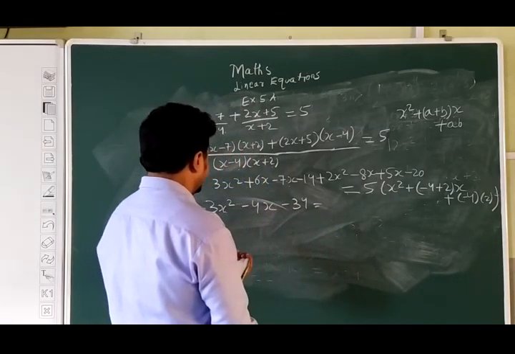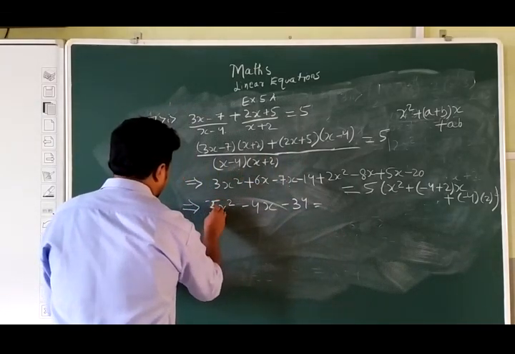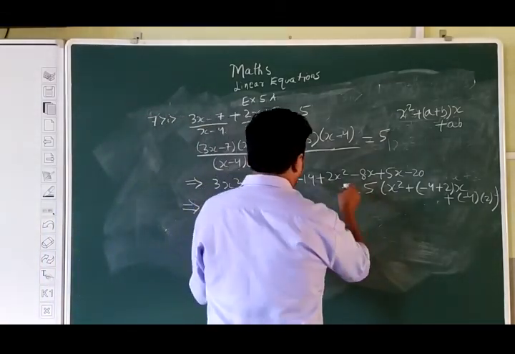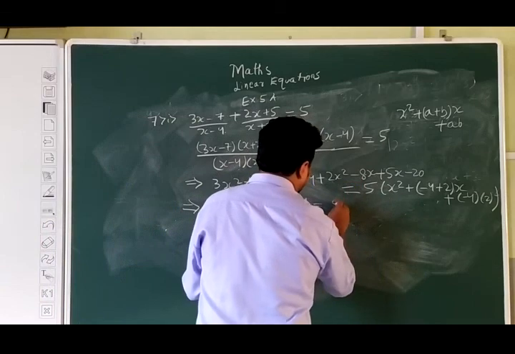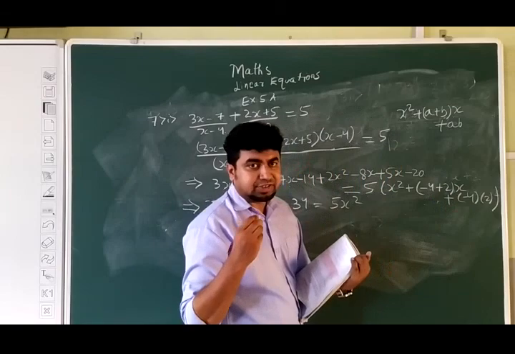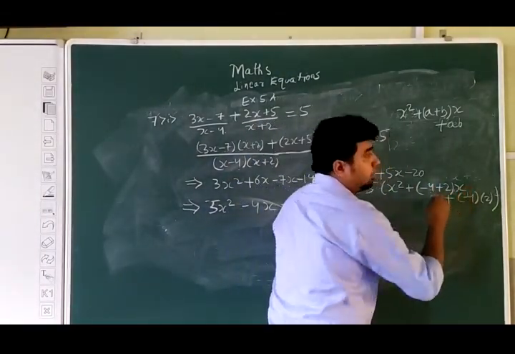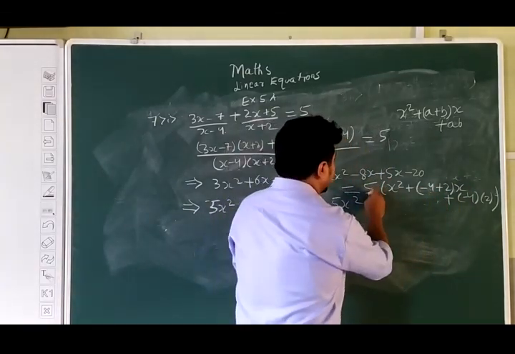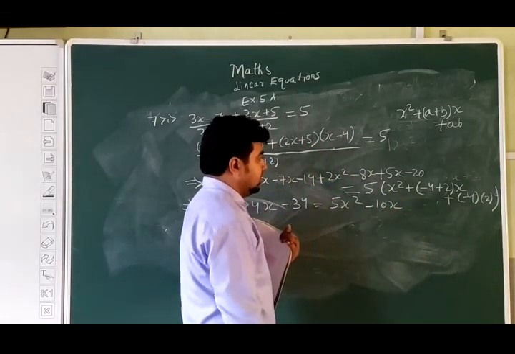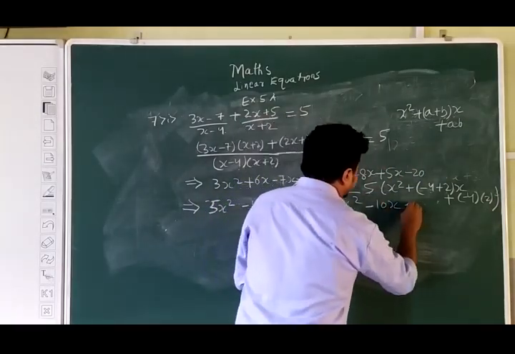from here also we are getting 3 plus 2 is 5x square. 3x square, and here it is 2x square, we are getting 5x square. And now we will calculate 5 into x is 5x square, and this is minus 4 plus 2 is minus 2, minus 2 into x is minus 2x, minus 2x into 5 is minus 10x, minus 4 into 2 is minus 8, minus 8 into 5 is minus 40.